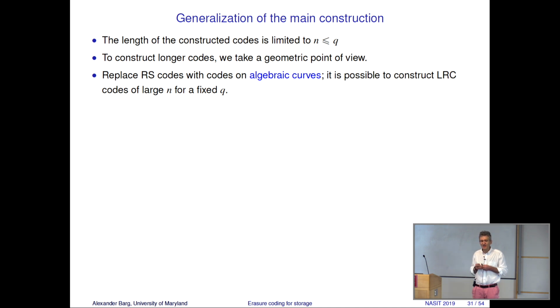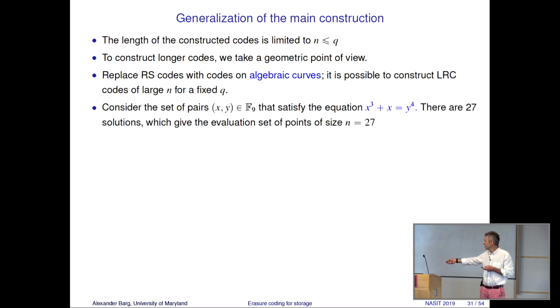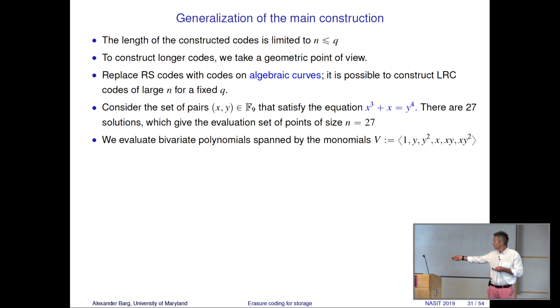Well, we take pairs. And that is the first step along the discussion of algebraic curves. We can construct LRC codes of large n and q. Are they optimal or not? Well, that's a separate question. More no than yes. But let us say we evaluate now at the set of pairs. Let's take these pairs over F9, a set of pairs that satisfy that equation. There are 27 such pairs, and this is now the length of our code. We have to evaluate at pairs, so we need bivariate polynomials.